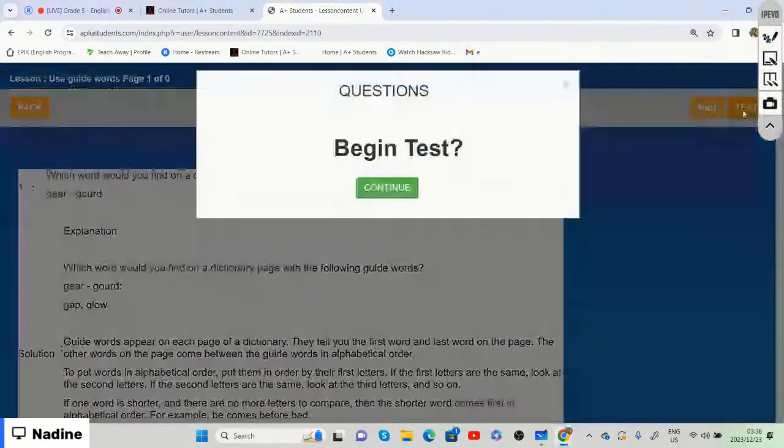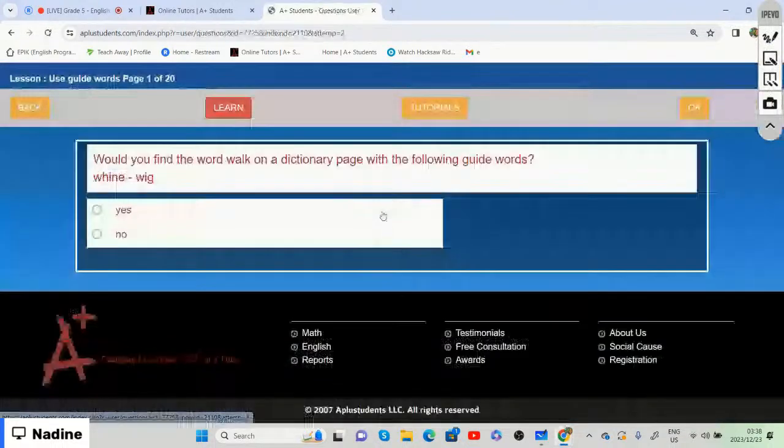All right, so now we're going to our test. Would you find the word walk on a dictionary page with the following guide words? Remember we said the guide words are wine and week. Guide words are the words that you'll find on that specific page in the dictionary, and they'll give you the first word as well as the last word of that specific page. So assume that wine, which is W-H-I-N-E, is the first guide word, and week is the last guide word.